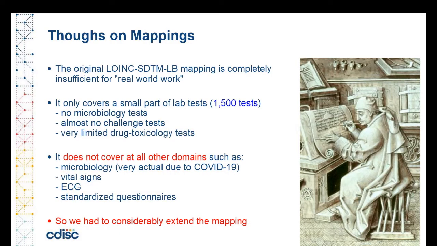During our work, we soon found out that the LOINC SDTM mapping published by CDISC is completely insufficient for real-world work. It only covers a small part of the LOINC codes used in real-world labs. It does not cover any microbiology, almost no challenge tests, and a very limited amount of drug toxicology tests. It also does not cover any tests that map to other than the LB domain, such as microbiology, vital signs, ECG, questionnaires, and so on. So we had to considerably extend the existing mappings.